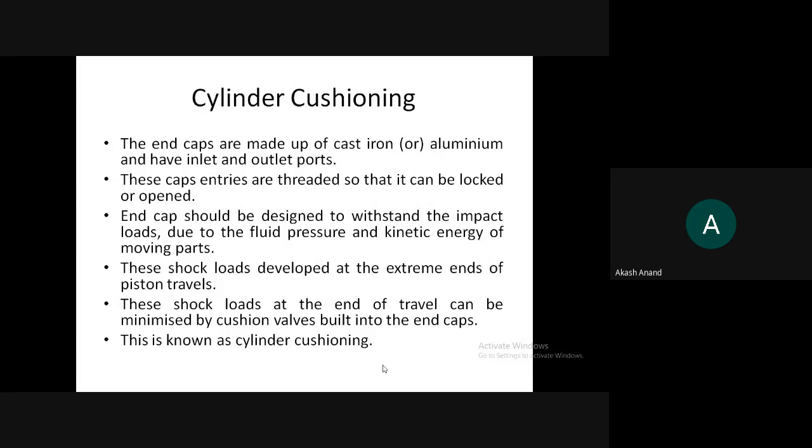Good afternoon, students. In the last class, we were discussing cylinder cushioning. The use of cylinder cushioning is to give safety to the cylinders, that is, linear actuators. The end cap should be designed to withstand the impact load due to the fluid pressure and kinetic energy of the moving parts.